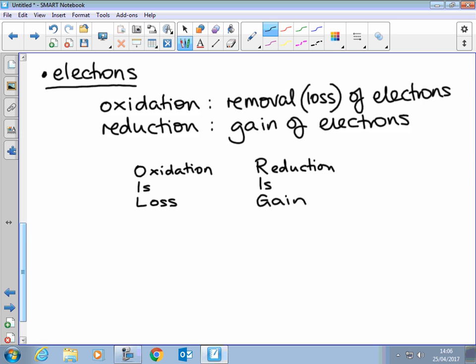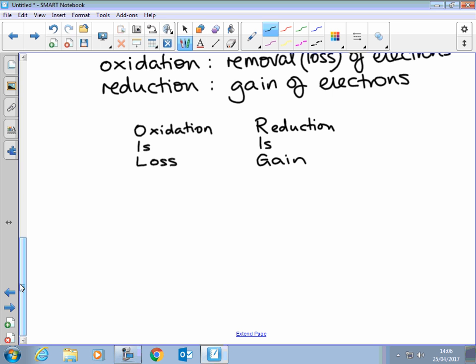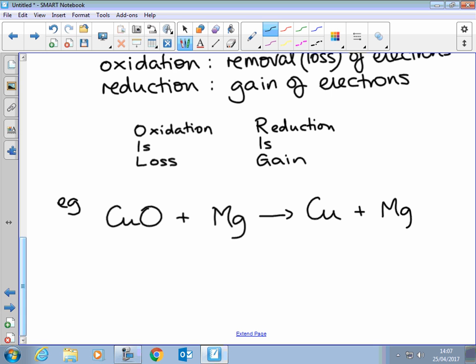All right. If we were to take an example, just quite a simple one. Yeah, I'll use the one that I've got here. This is a fairly straightforward little reaction going on, copper oxide and magnesium metal. If you heat those up together, you'll get copper and magnesium oxide. Now, there is a reason for that.